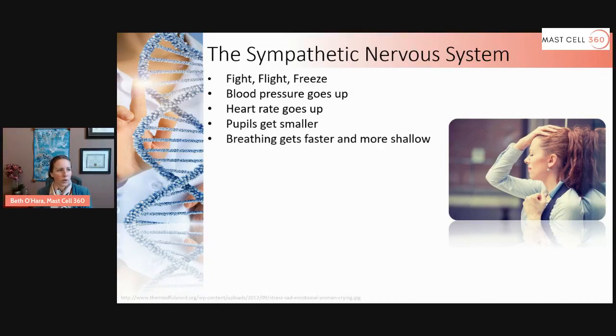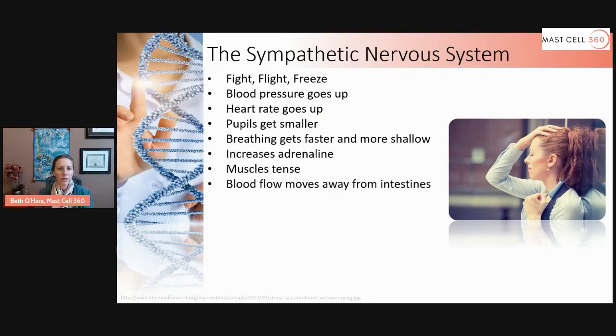Pupils get a little smaller. Breathing gets faster and more shallow. And we're going to bring this into this practice we're going to do here in a minute. It increases adrenaline. Muscles get more tense. Blood flow moves away from the intestines. So think about all of us that have GI issues and trouble with constipation or diarrhea and motility. And the motility slows down. This is getting nuanced. We'll cover this more another time, but motility can be slow in the upper GI tract, even with diarrhea.